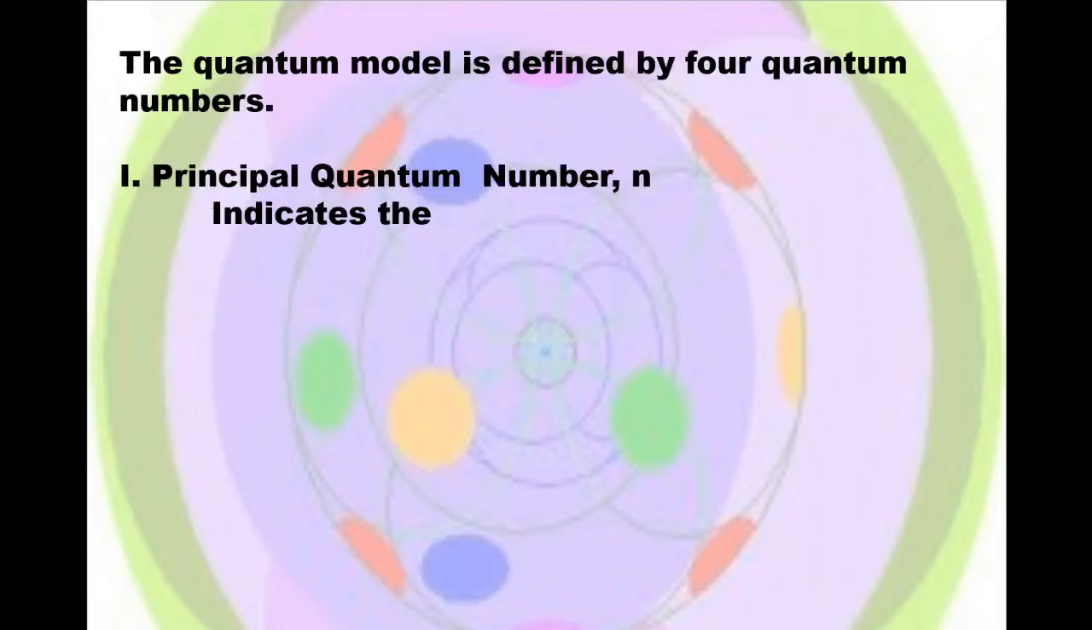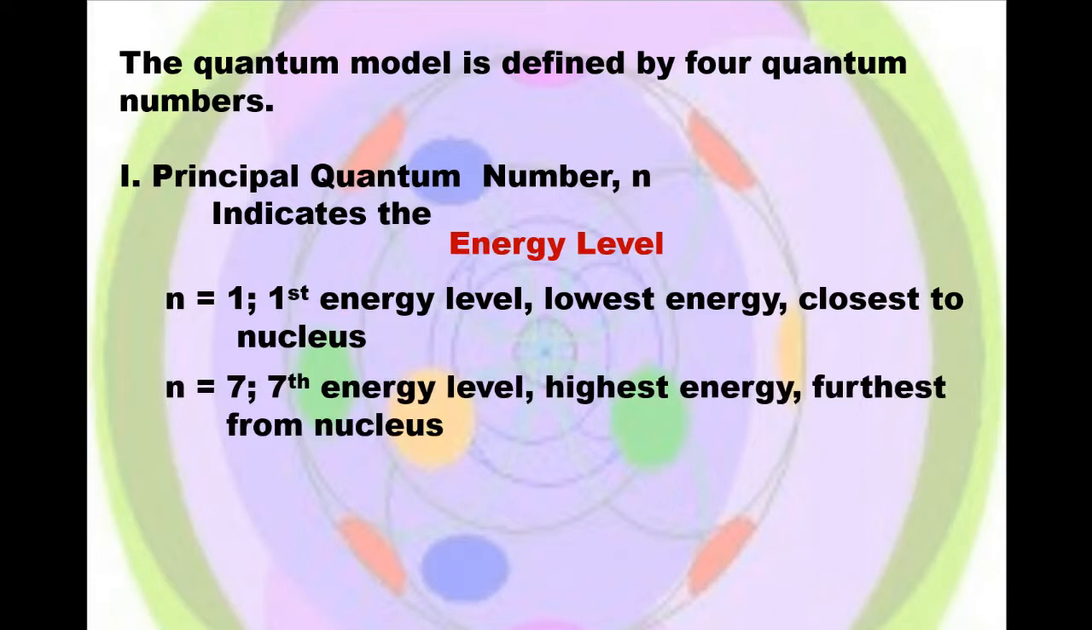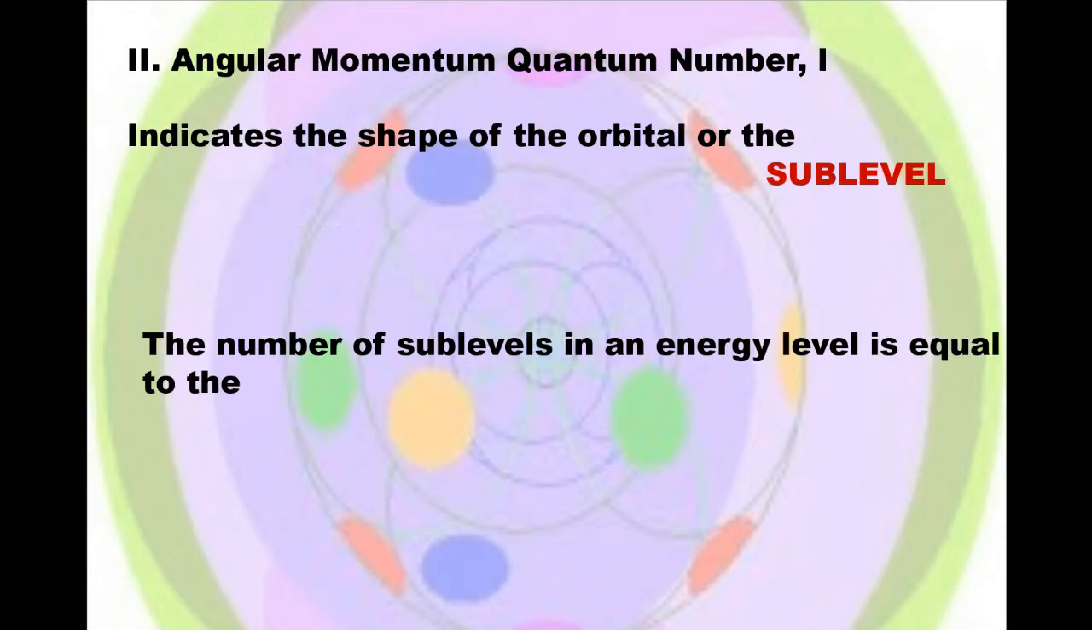The quantum model is defined by four quantum numbers. The first one, which is very similar to Bohr's quantum number, is called the principal quantum number, given a symbol of n, and this indicates the energy level within the electron cloud. So now we're really defining the electron cloud and where the probable location of the electron is. n equals 1 indicates the first energy level, which is the lowest energy level closest to the nucleus, up to n equals 7, the seventh energy level, which is the highest and the furthest from the nucleus.